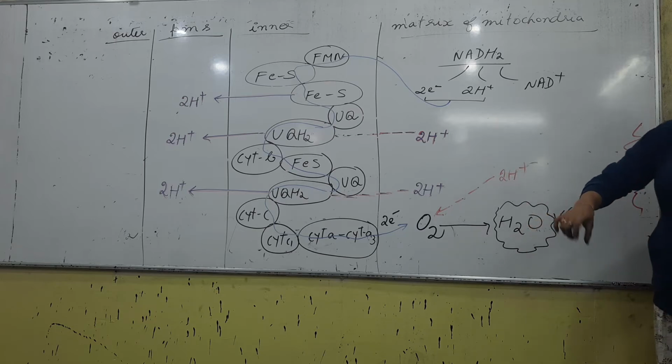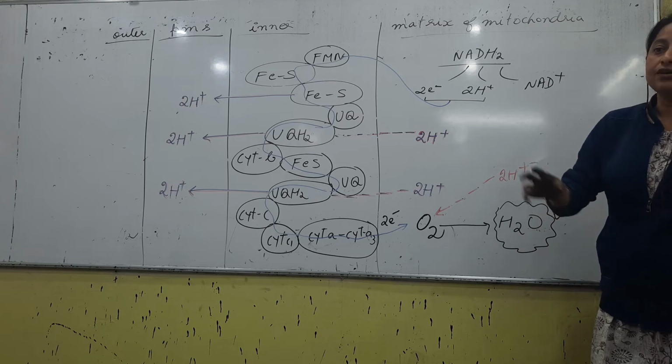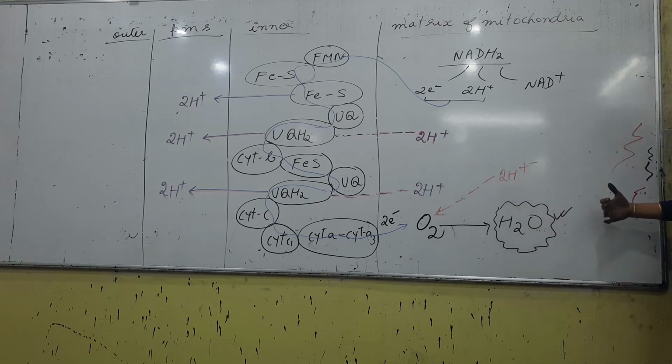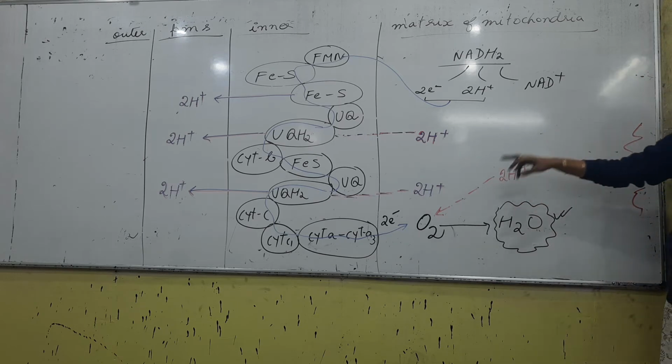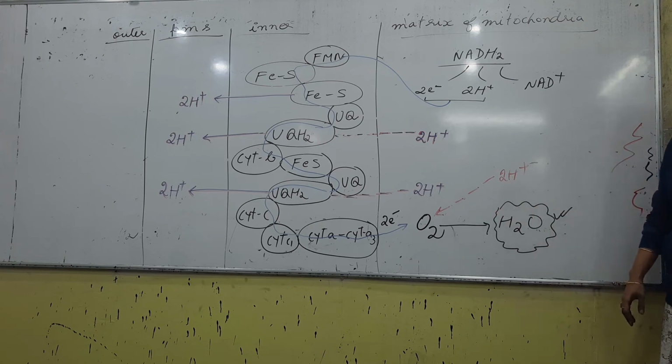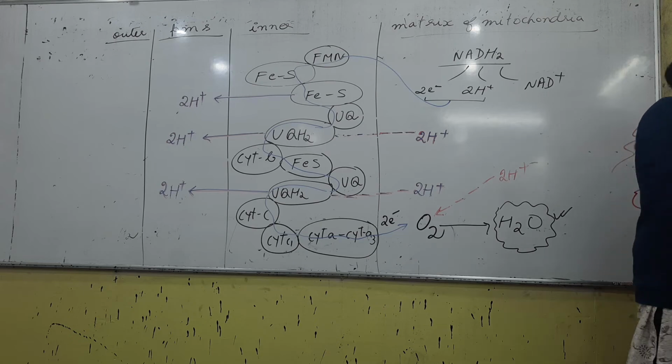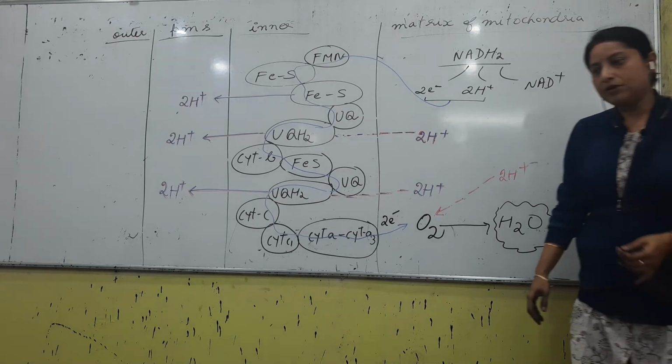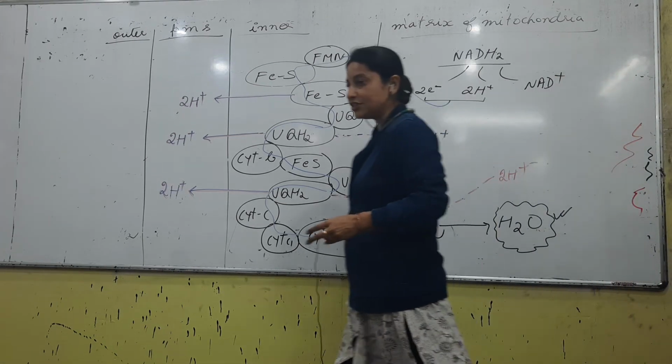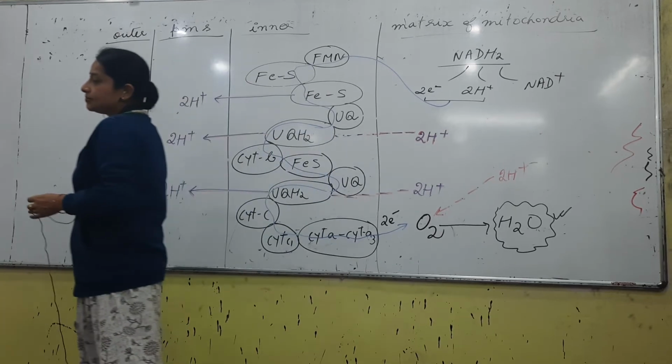In that complex they will push out the protons from the perimitochondrial space into the matrix again, and then from the matrix the oxygen will take in and ultimately get converted to water. So, this is all about the first step of terminal oxidation, that is ETS.